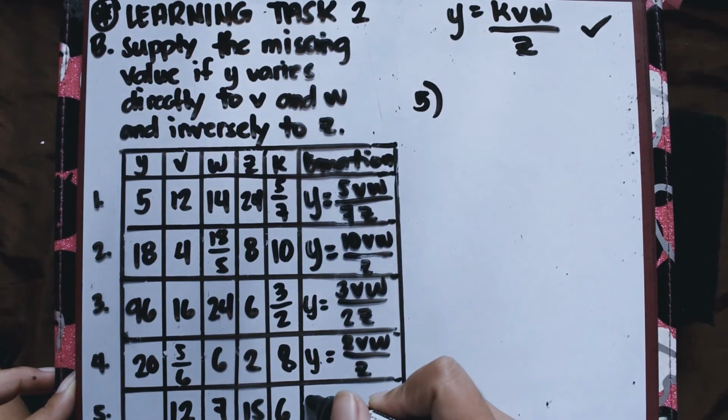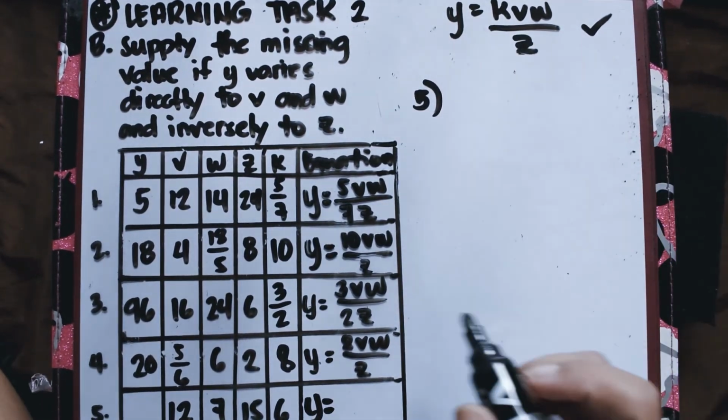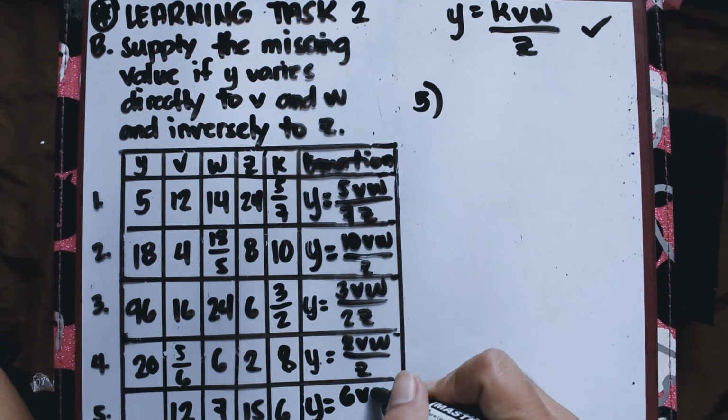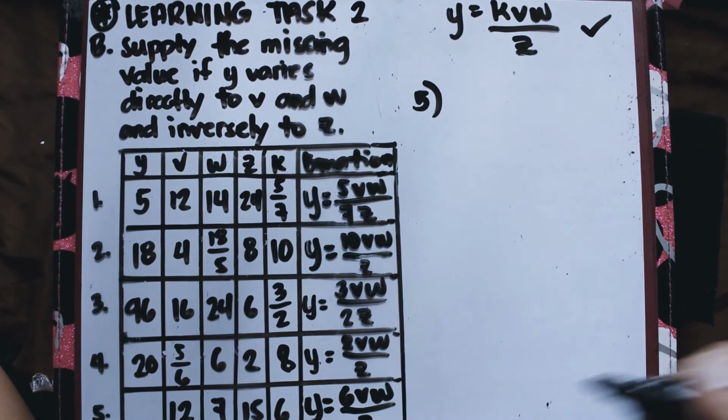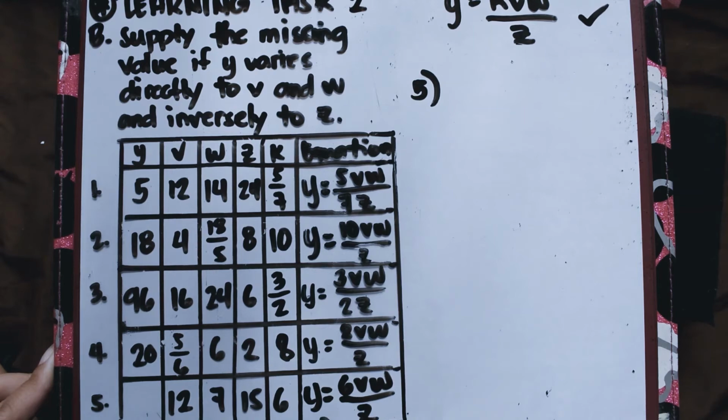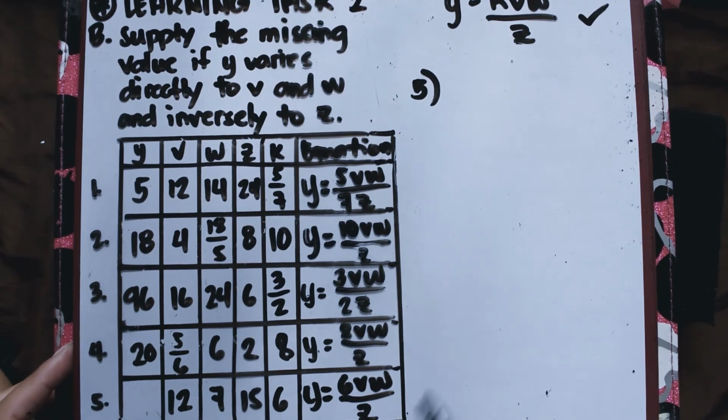So we have y is equal to, ano yung ating k? Ito po, given na 6. Then copy lang, VW over Z. Z yun ha? Ayan, yun nasa ilalim. So again, our equation will be y is equal to 6VW over Z. So ibig sabihin, ang susolve na lang natin ay si y.